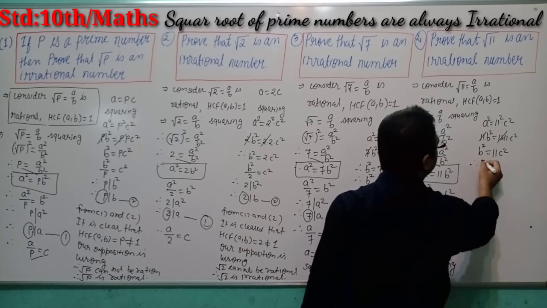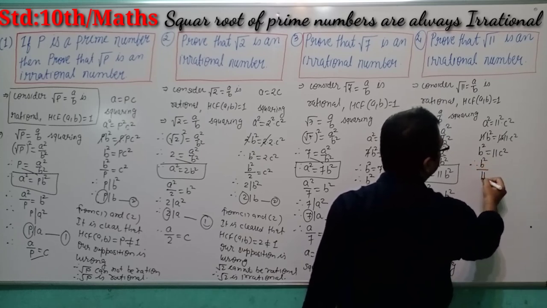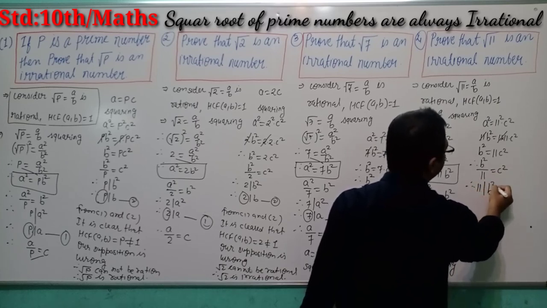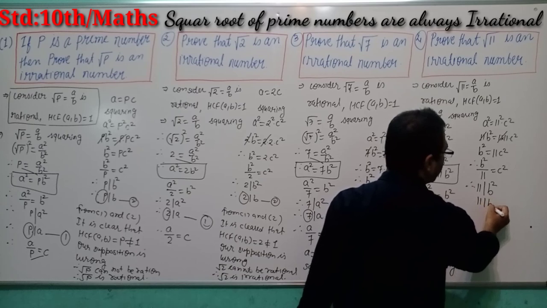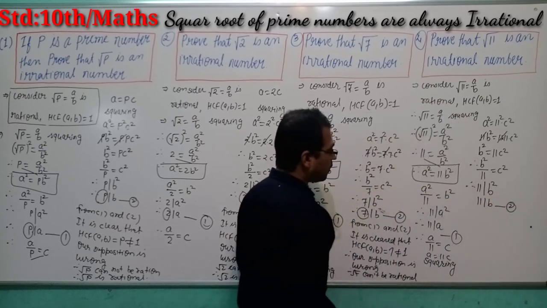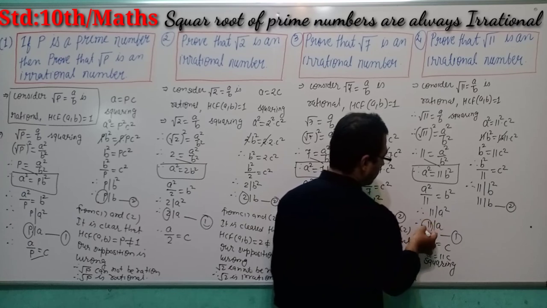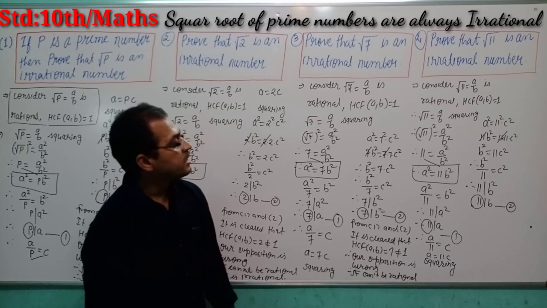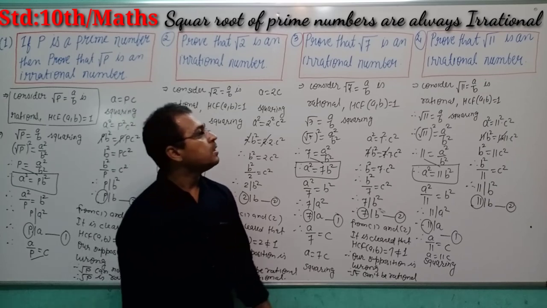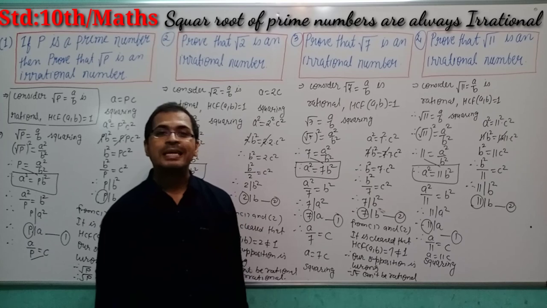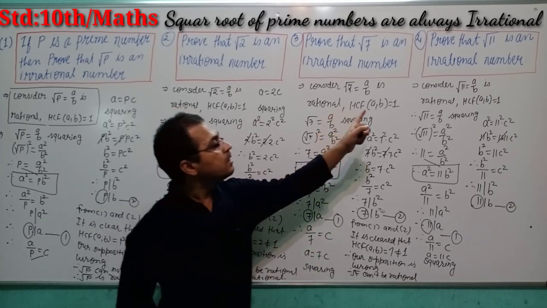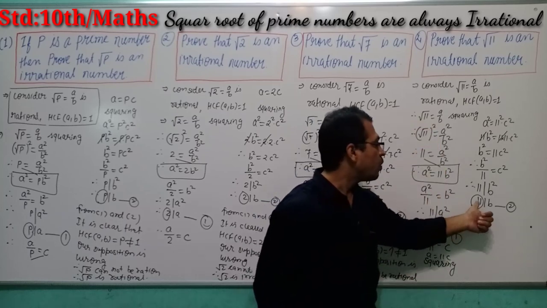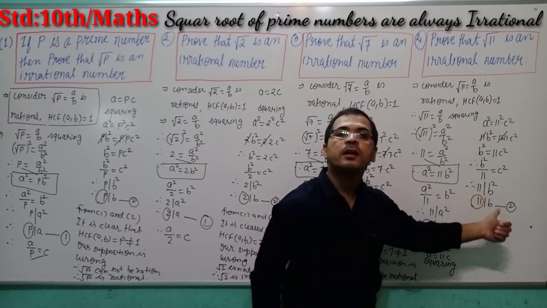It means, students, b square is divisible by 11. You are getting c square. It means 11 divides b square. Means 11 also divides b. This is result number 2. So from result 1 and result 2, you can see that the common factor is 11. But as per the condition, you want to prove that root 11 is irrational, the common factor should be 1. But you are not getting common factor 1, you are getting common factor 11.